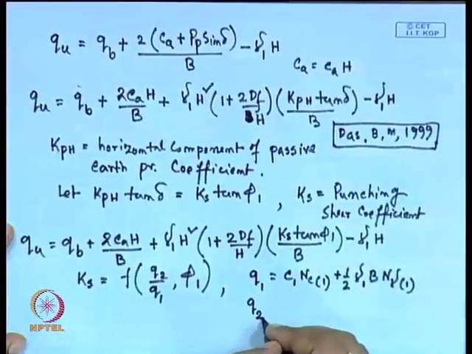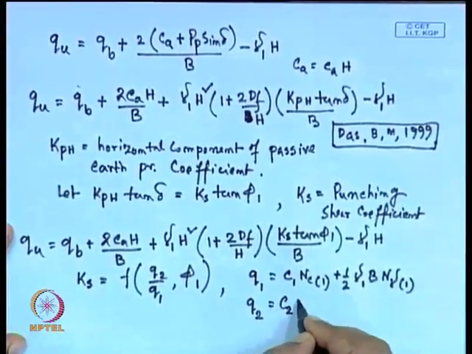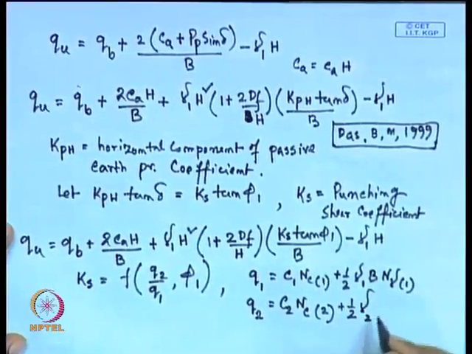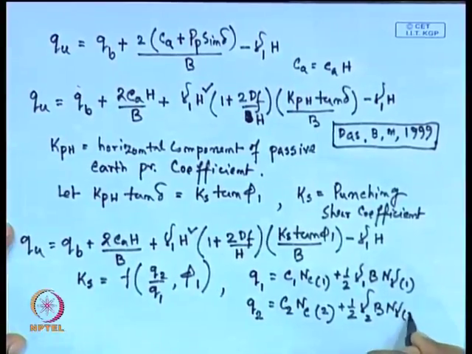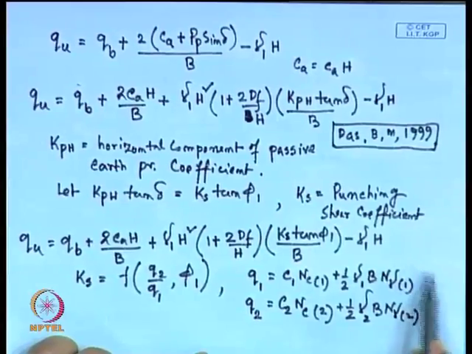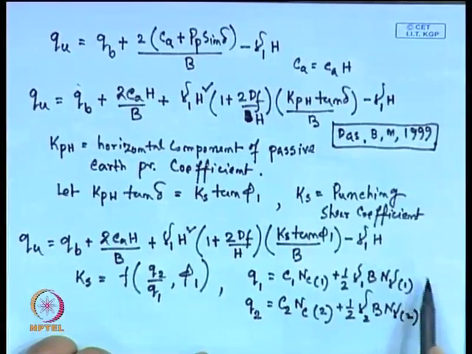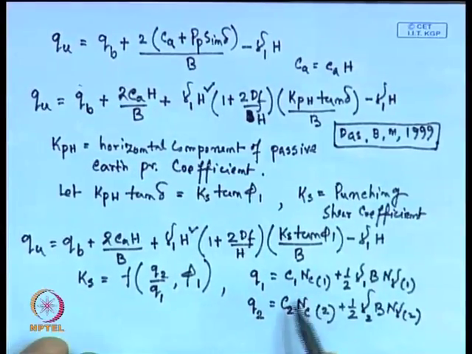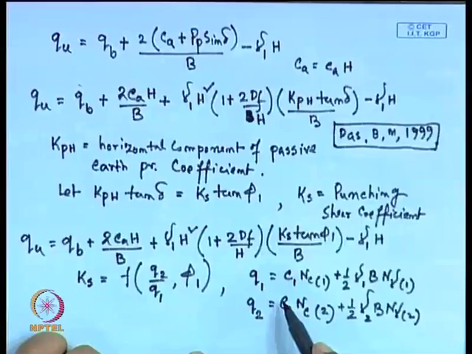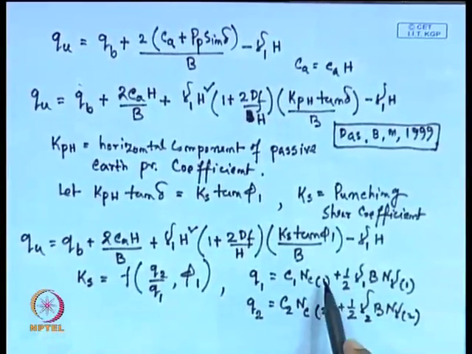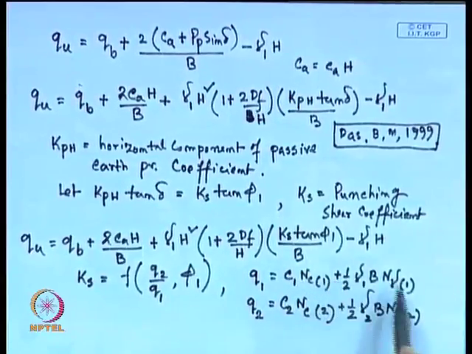And q2 will be c2 Nc2 plus half gamma 2 B N gamma 2. So, here we can see that the second component, that is due to the surcharge, is not present here. So, that means q1 and q2 are the bearing capacity if the loaded footing is placed at the surface. So, this is for the surface loading conditions where q is 0. So, the second term is also 0.